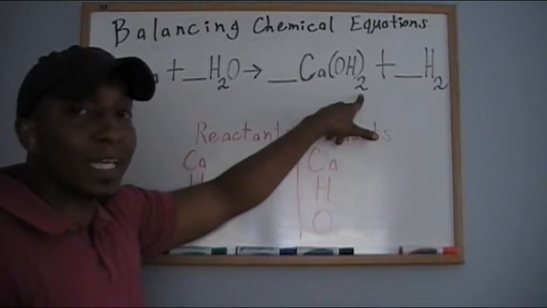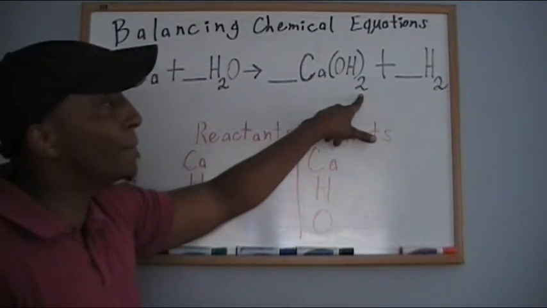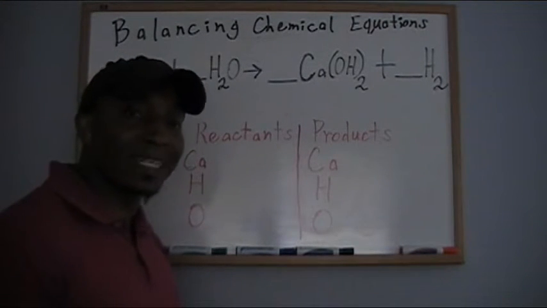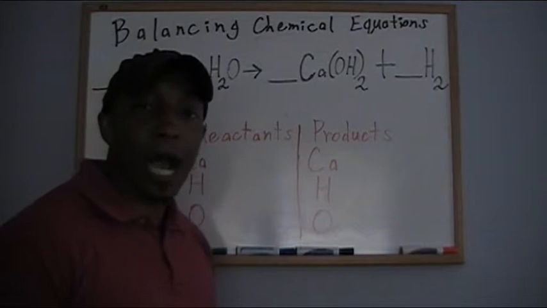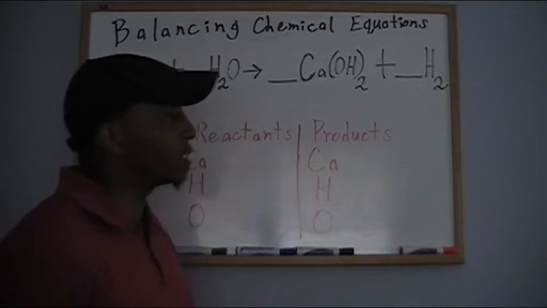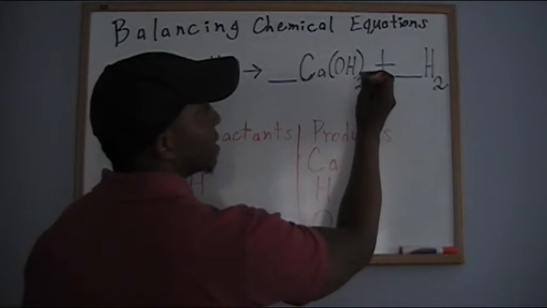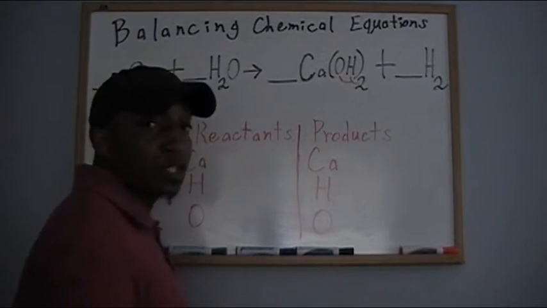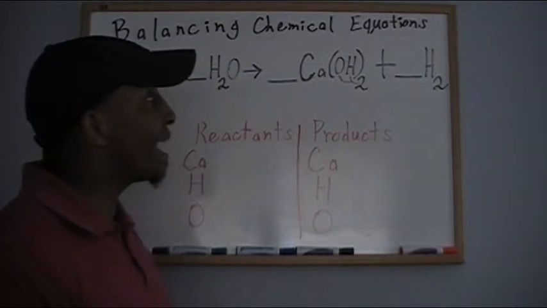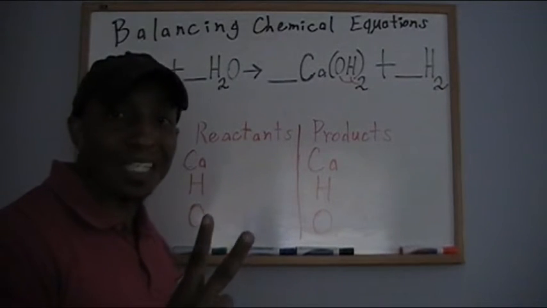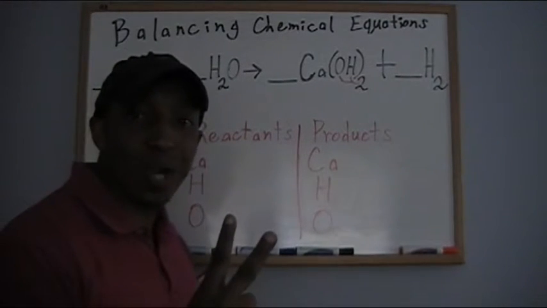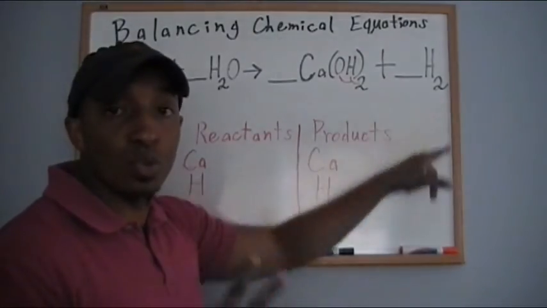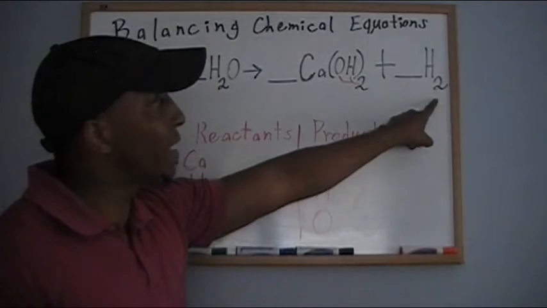So ladies and gentlemen, let's explain what this part means. This subscript means that it's going to get distributed to the oxygen and to the hydrogen. So I got a 2 going here and a 2 going here. That lets us know that we have 2 oxygen and 2 hydrogen. And last but not least, we have 2 hydrogen sitting right here.